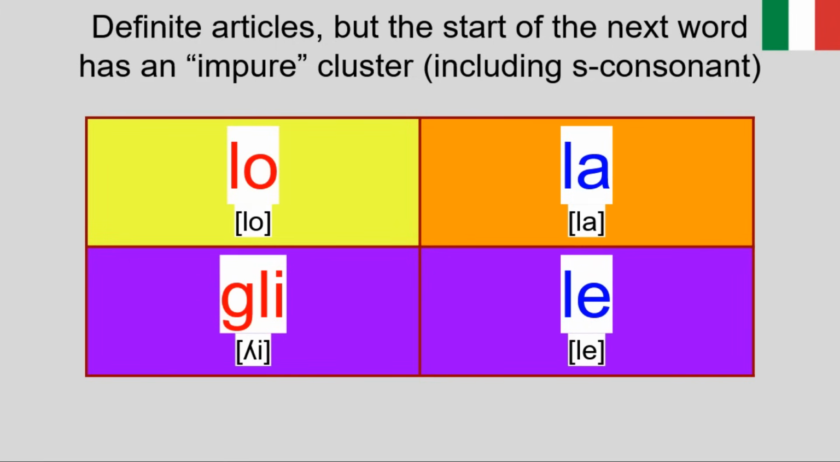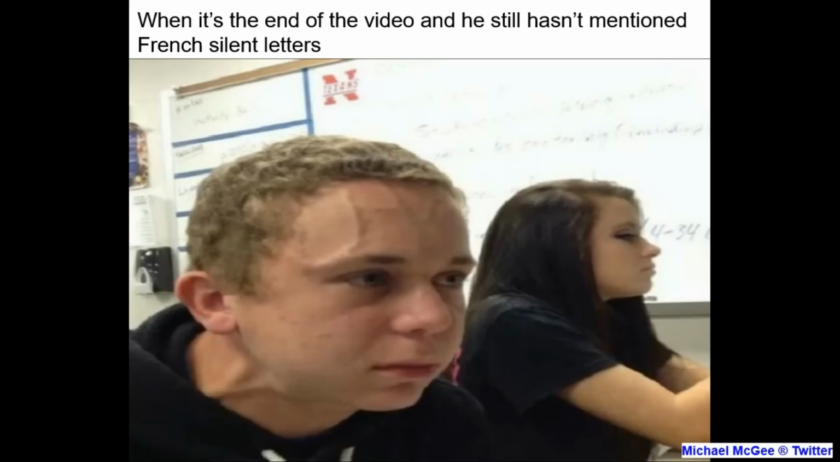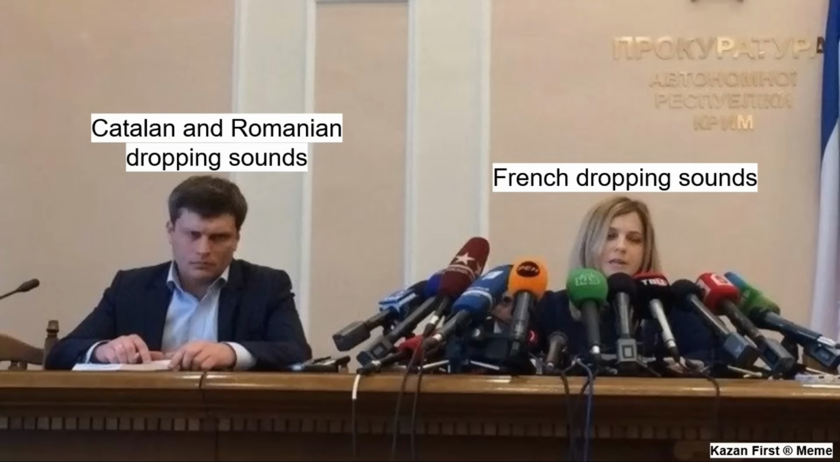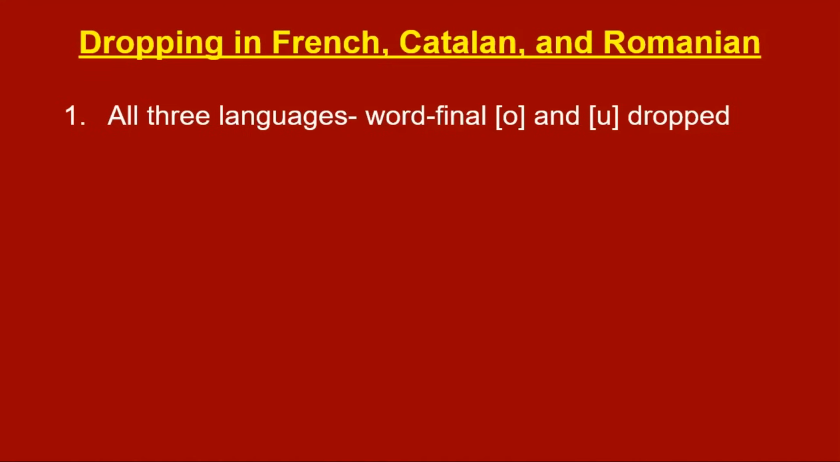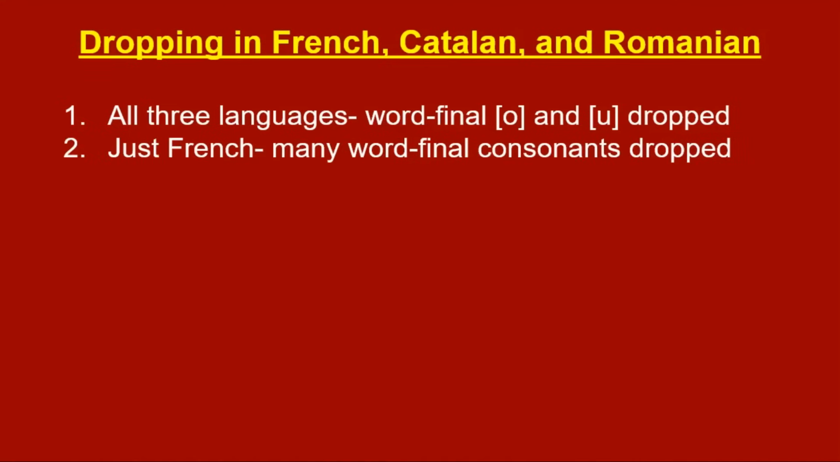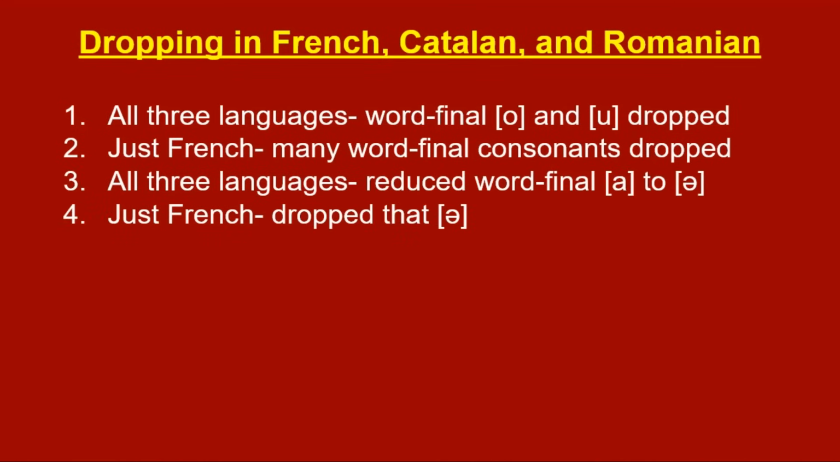And for the final topic of this video, I got something that's probably been on a lot of y'all's minds to this point: sounds disappearing off the ends of words. Of course, French is the language most famous for doing it, but Catalan and Romanian also did their fair share. As for how it worked, in the beginning, all three of those languages dropped o and u off the ends of words. But then, for French only, they dropped many consonants off the ends of words. And then after that, French also reduced and dropped a sounds off the ends of words.